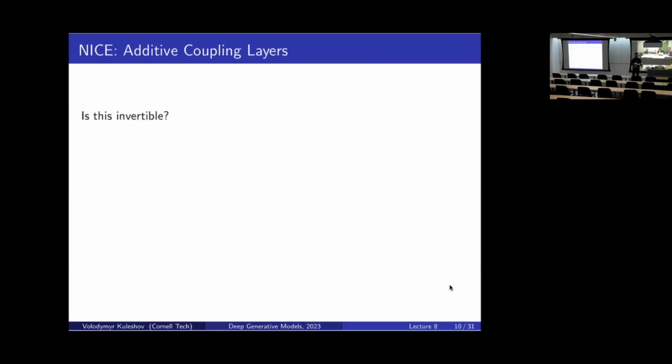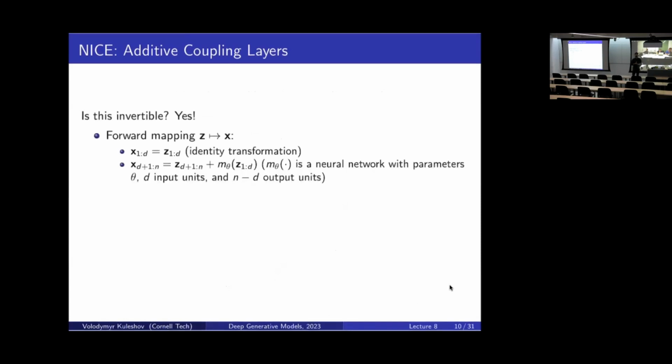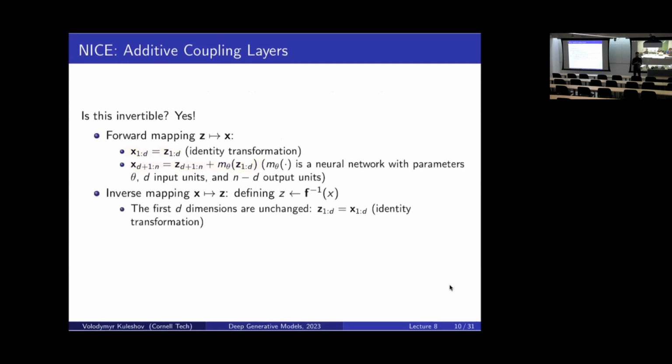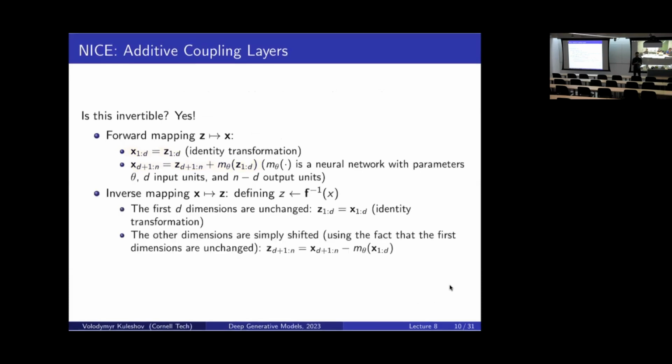Okay, this is the forward mapping, and I claim first that this is an invertible mapping. Why is that the case? Here I'm just rewriting it compactly. We start by having an identity mapping over the first subset, and we have this more complicated formula over the second subset. So I claim that this is invertible.